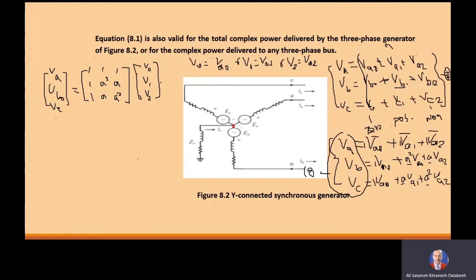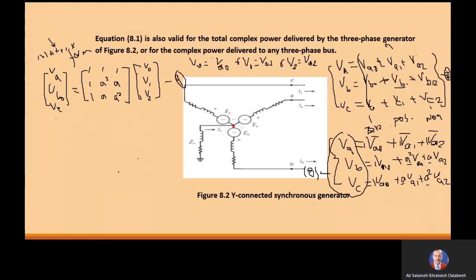This is equation number 9. What is the difference between equation number 9 and 8? There is no difference. Equation number 9 is written in the matrix form only.